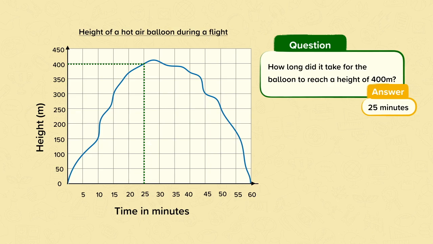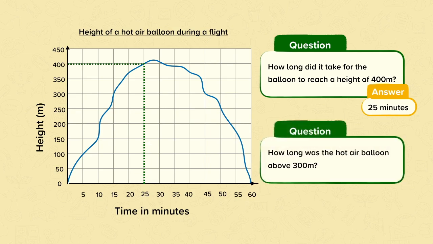Now let's look at another question. How long was the hot air balloon above 300 meters? First, we need to find 300 meters on the y-axis. If we follow this point along the x-axis, we can see that the line crosses the line at 2 points. Once when the balloon was going up and once on its way down. So this part of the graph shows the time at which the balloon was above 300 meters.